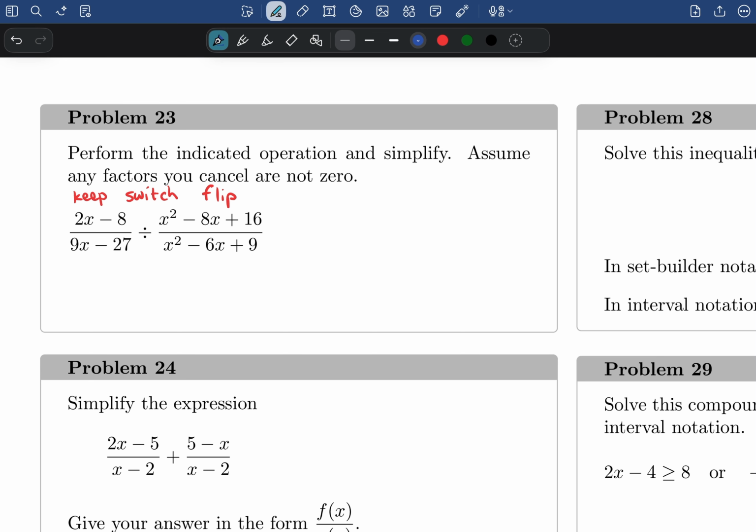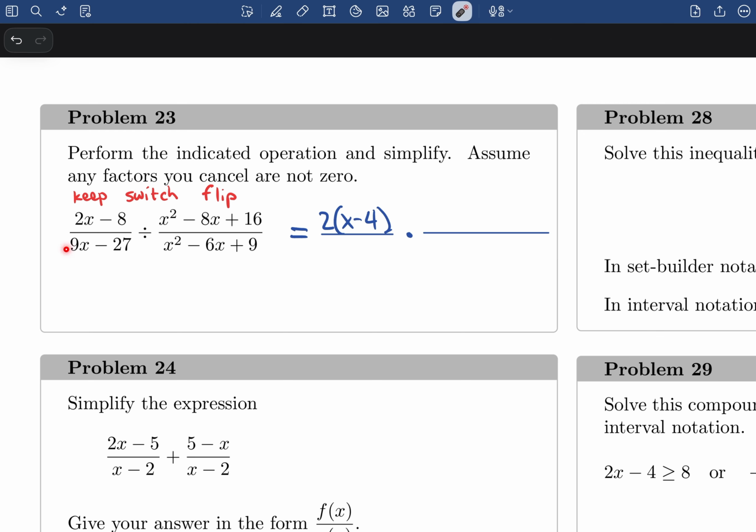Okay, now as I keep switch flip, I'm also going to factor everything that I can. All right, so I'm setting up for success. And I'm going to factor top left, bottom left, top right, and bottom right as I flip that. Okay, so looking at 2x minus 8, it has a GCF of 2. And I'm left with x minus 4. Okay, that's factored. Bottom, when I see 9x minus 27, I factor out the GCF of 9, and I'm left with an x minus 3.